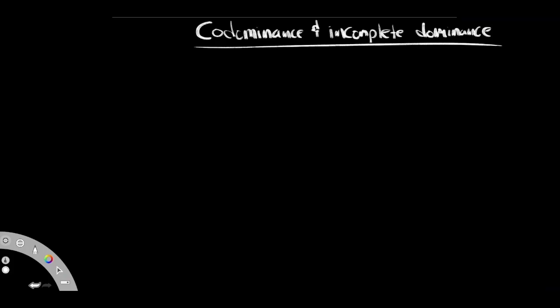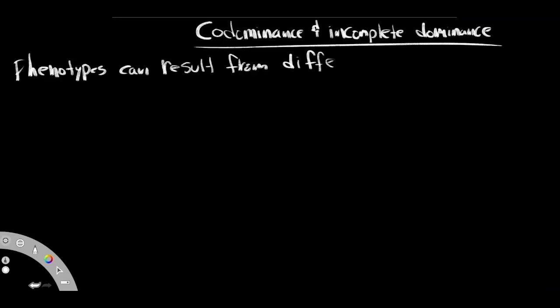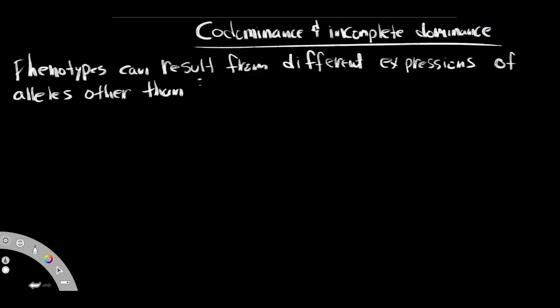So we've been talking a lot about Mendel and Morgan. What Mendel didn't know, but we know now thanks to the technology, is that phenotypes can result from different expressions of alleles other than just dominant and recessive. So again, phenotypes can result from different expressions of alleles other than just dominant or recessive.